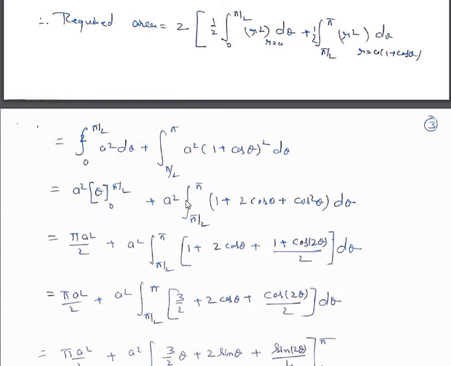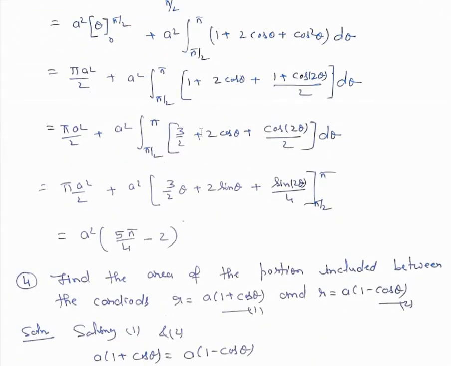For the second term we have a square into integral pi by 2 to pi of 1 plus 2 cos theta plus cos square theta. Cos square theta can be written as 1 plus cos 2 theta upon 2. So this is equal to 3 upon 2 plus 2 cos theta plus cos 2 theta upon 2 d theta. Now integrating, the integral of 3 upon 2 is 3 by 2 theta, plus 2 sin theta plus sin 2 theta upon 4, from pi by 2 to pi. So put the limits and simplify. The answer will come out to be a square into 5 pi upon 4 minus 2.